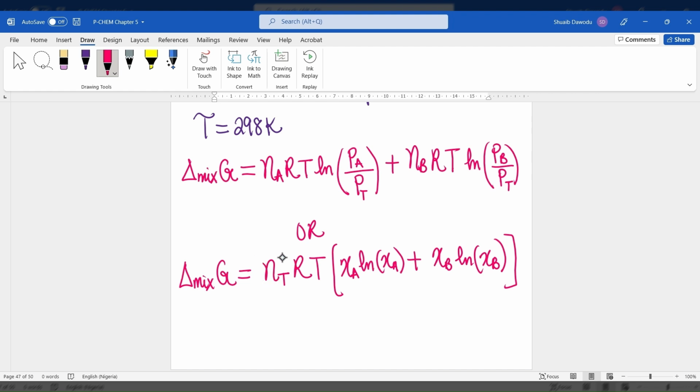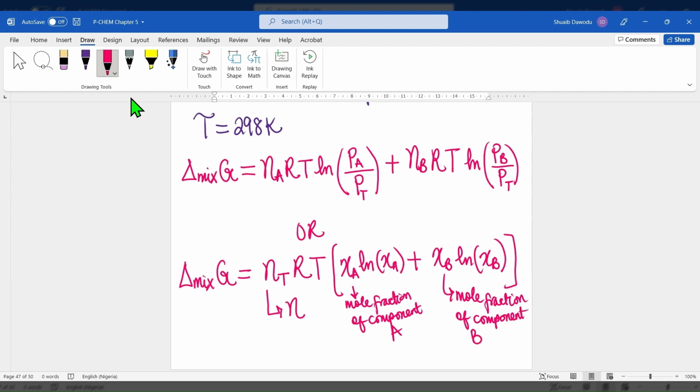N sub T here is just the total number of moles of all of the components. In some formulas, N sub T is just written as N. X sub A is simply the mole fraction of component A, and X sub B is simply the mole fraction of component B. So that's basically what's going on here.